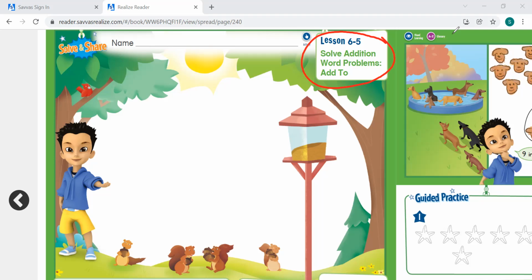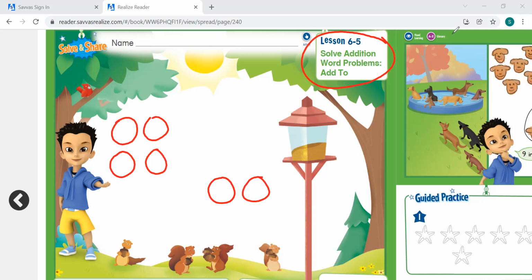So we said 4 squirrels were eating at the squirrel feeder. So we are going to put 4 counters. I'm going to draw them. And then 2 more squirrels come along and they're also eating at the squirrel feeder. We want to know how many in all. So we drew 2 groups. One has 4 squirrels, one has 2 squirrels.